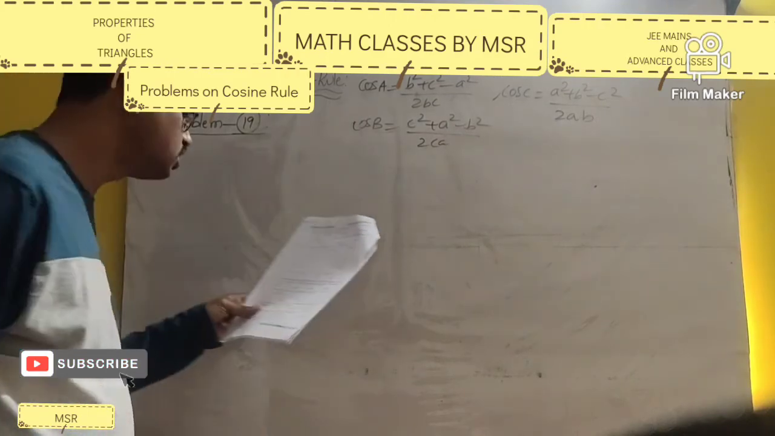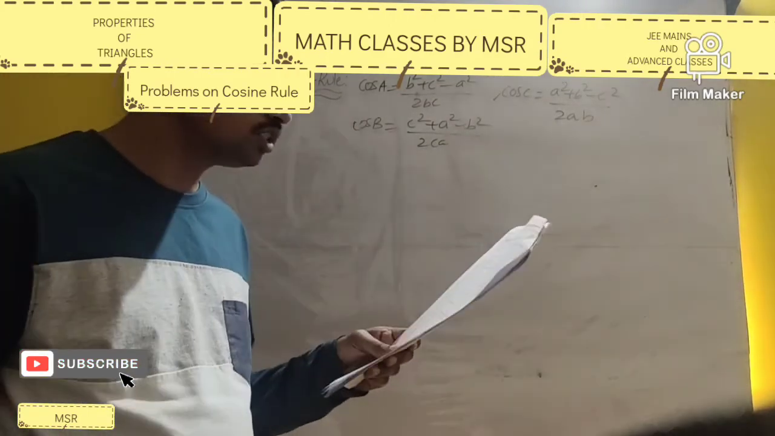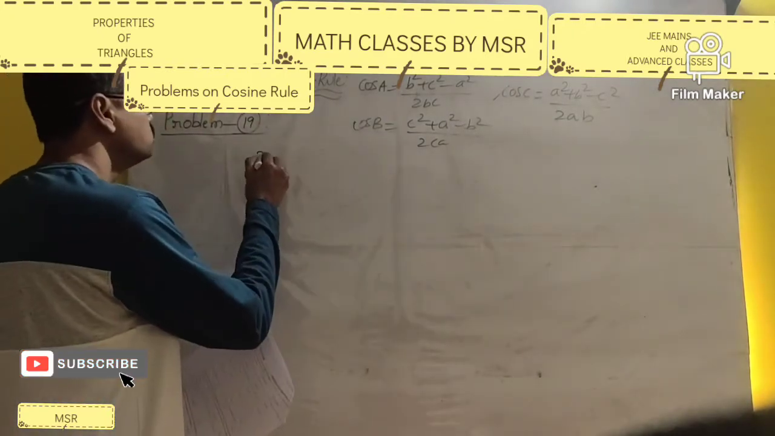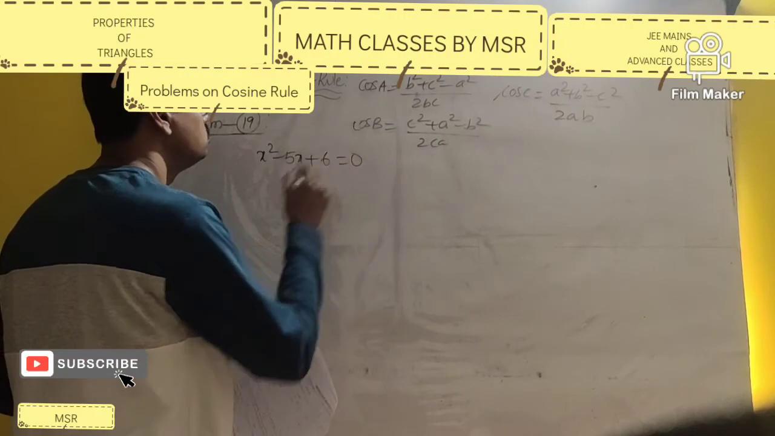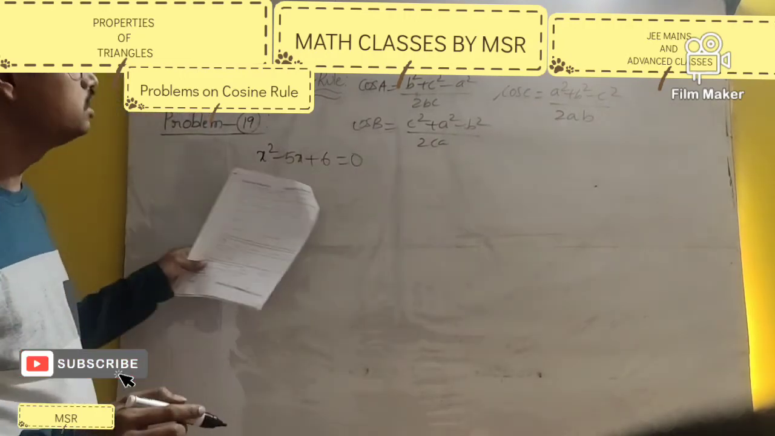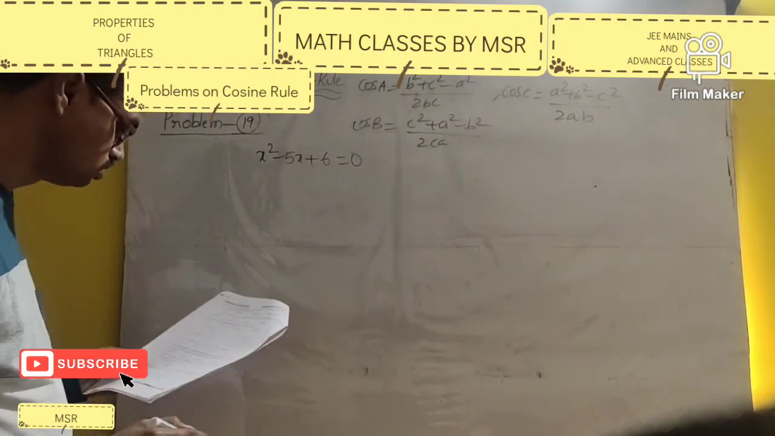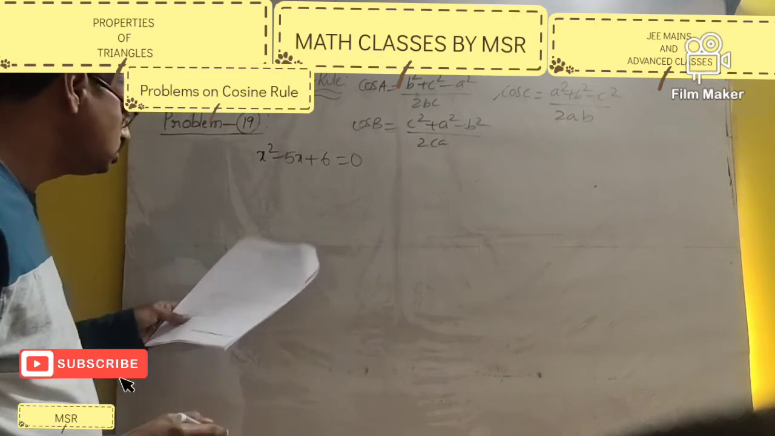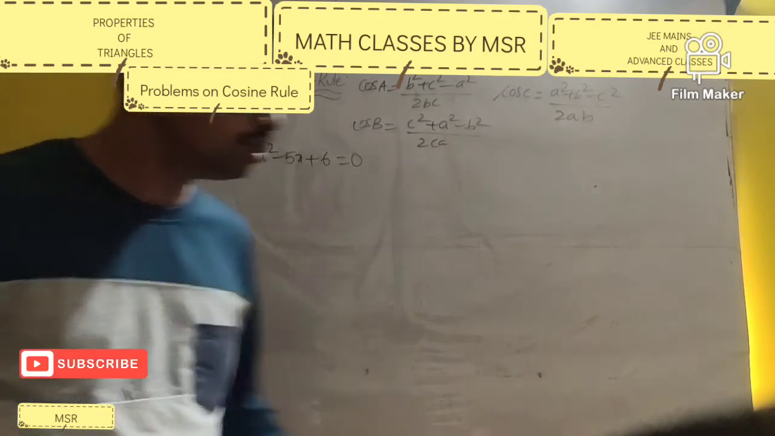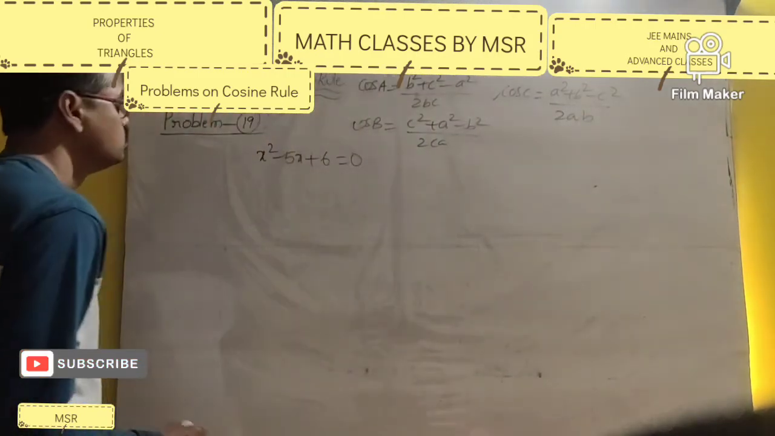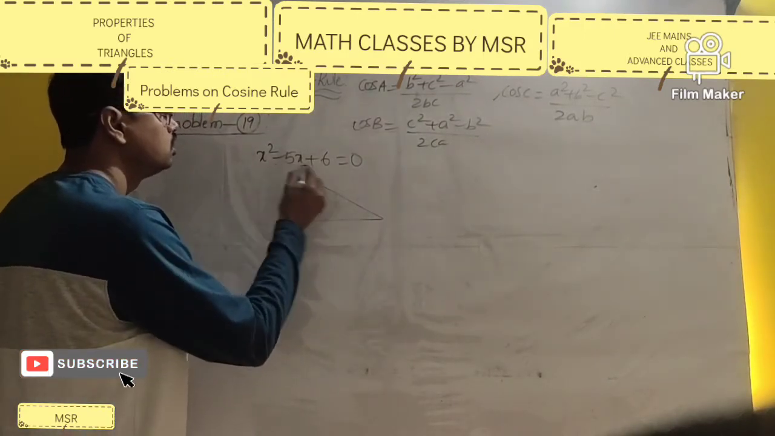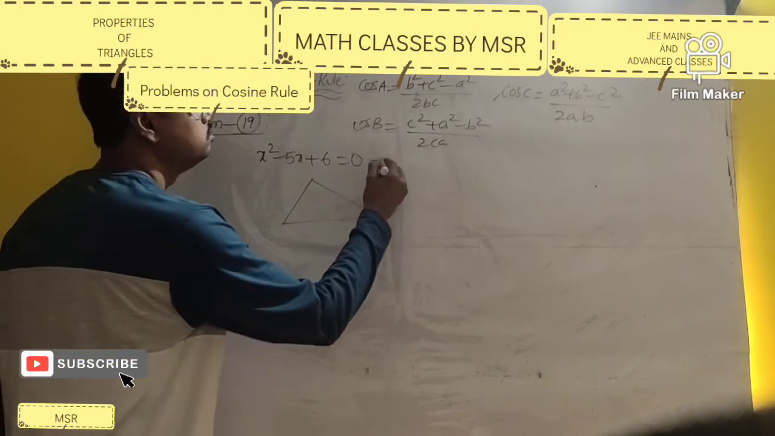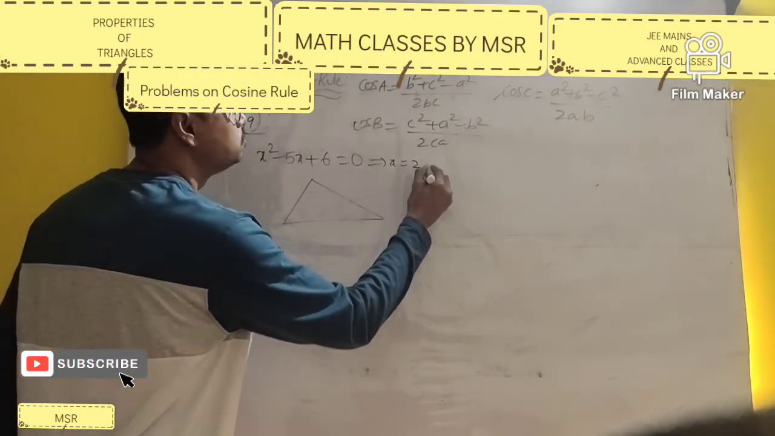Two sides of a triangle are given by the roots of the equation x square minus 5x plus 6 equal to 0. The angle between the two sides is pi by 3. Then they asked for the perimeter of the triangle. Okay, so there is a triangle ABC. Here x square minus 5x plus 6 equal to 0 means x is equal to 2, 3.